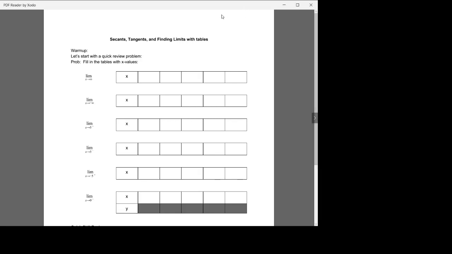Today, let's look at secants, tangents, and finding limits with tables. And just to start with, let's review a little bit from the last class. Here, this is saying fill in some tables with x values that limit to infinity. So on the number line, infinity is this guy on the right here, and there was 0 and 1. And so we want x values to get closer and closer to infinity.